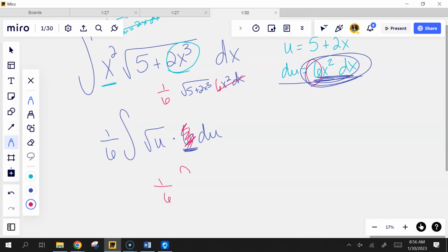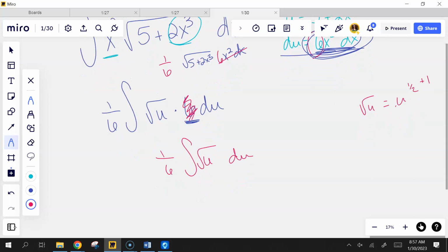Well, why did I do this? I did this because I can easily find the antiderivative of the square root of u. Remember, the square root of u is just u to the 1/2. What's the antiderivative of u to the 1/2? So add 1, right? And then divide by that in front. So 3/2 is my exponent. What's the number in front? 2 over 3 in front, and I've still got this 1 over 6 out here, and don't forget the plus c.